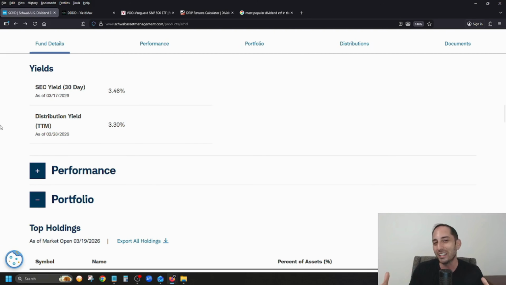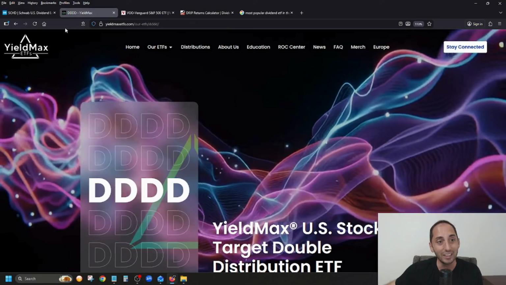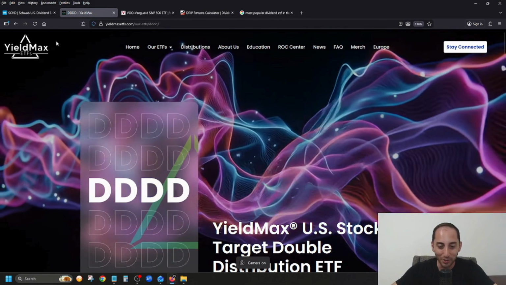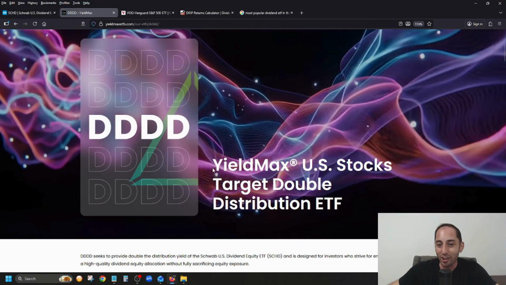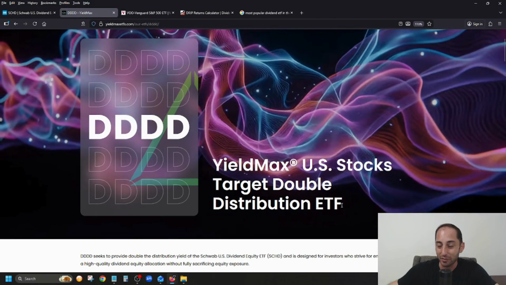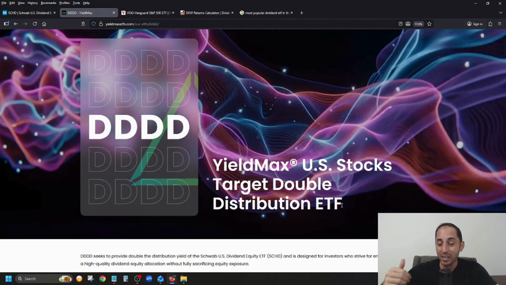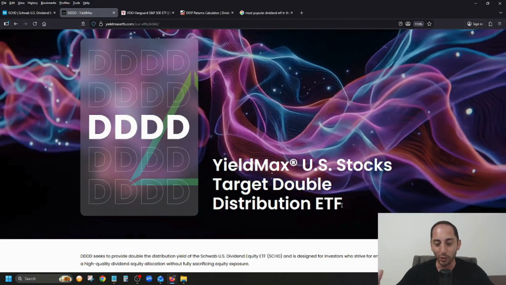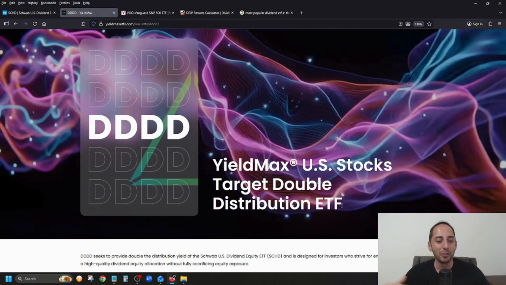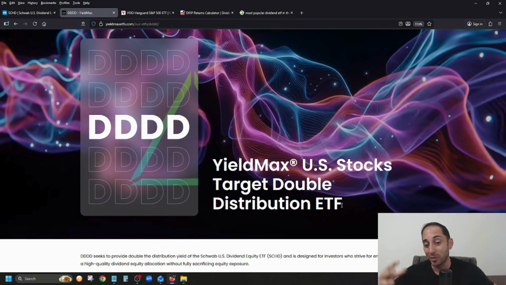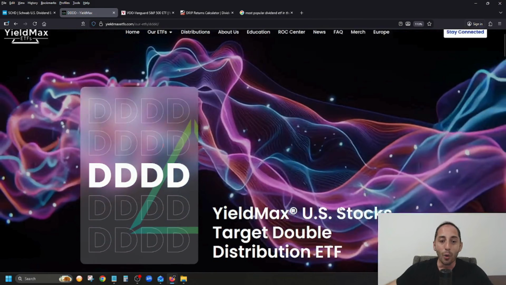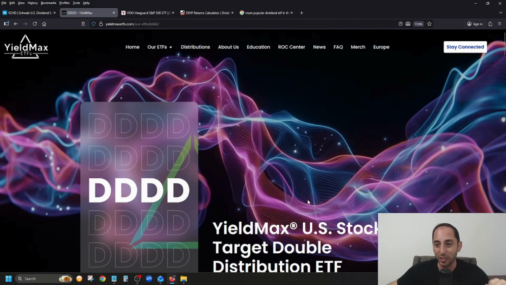So what if you're an income-oriented investor that really likes these high quality, more stable dividend stocks, but you want a little bit more yield? 3% is not really enough for you. Well, now we have a solution. So the YieldMax US Stocks Target Double Distribution ETF, if you're a fan of SCHD, and because you don't want to pick your own dividend stocks, but you would prefer maybe a little bit more yield, say approximately double or maybe 6% yield, something like that. Well, this ETF could be a great fit for your portfolio.